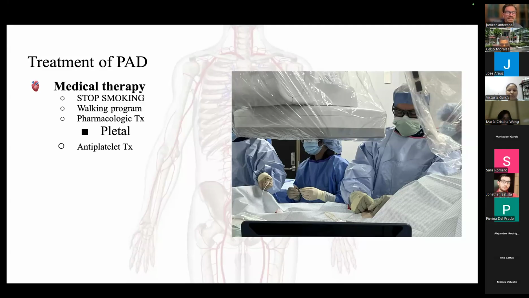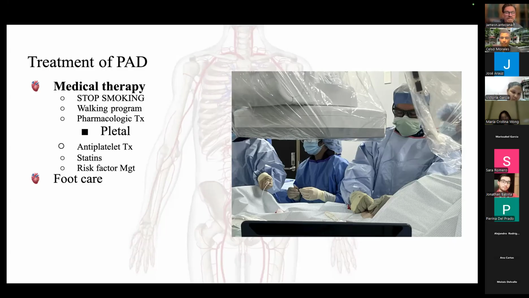The use of antiplatelet agents, the use of statins to stabilize plaque, risk factor modification, get them to quit smoking, get them to walk, put them on a controlled walking program, encourage them to consume healthy foods that promote good cardiovascular health, etc. Foot care.